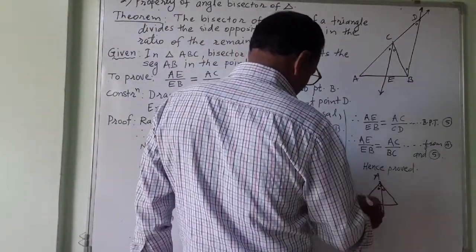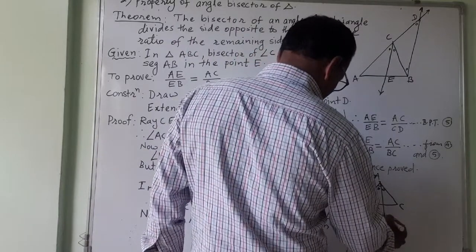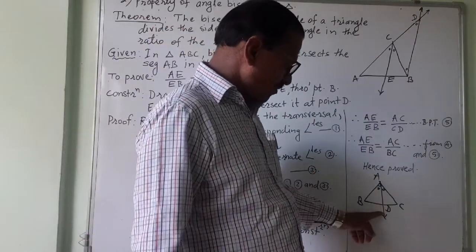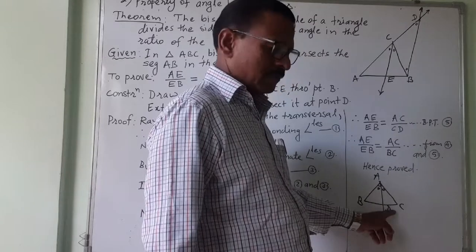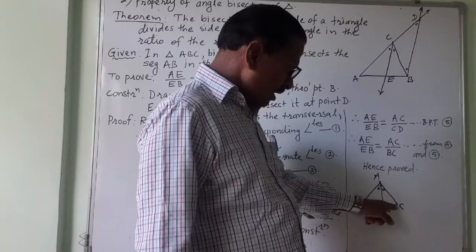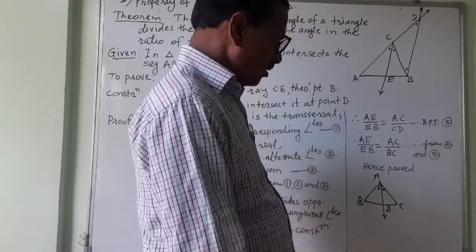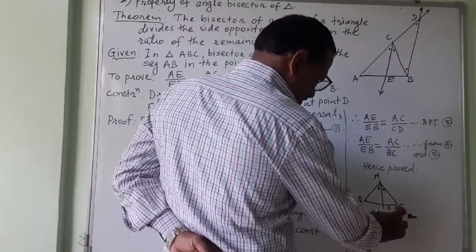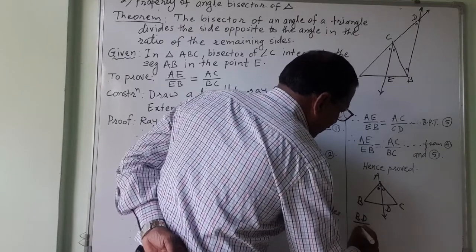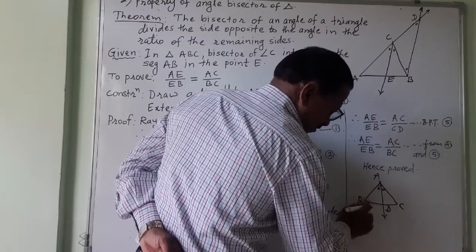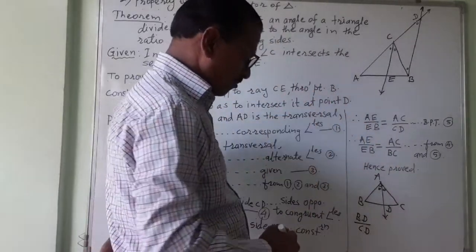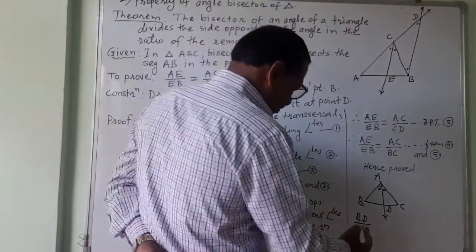Say suppose the name of this triangle is ABC and this point is D. Then the bisector divides the side opposite to it. This is the angle, this is the side opposite to it, in the ratio of the remaining sides. The ratio of the remaining sides means the ratio of this, I will take first, BD upon DC or BD upon CD. It is the same, but why I am taking it like this, I want to tell you something.